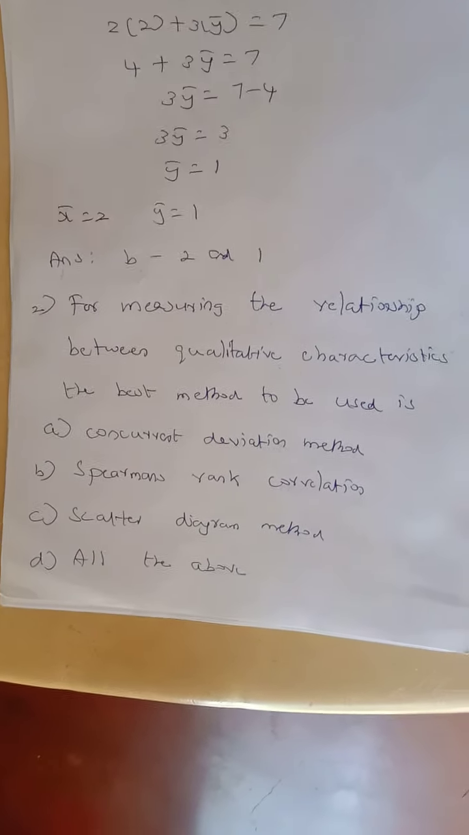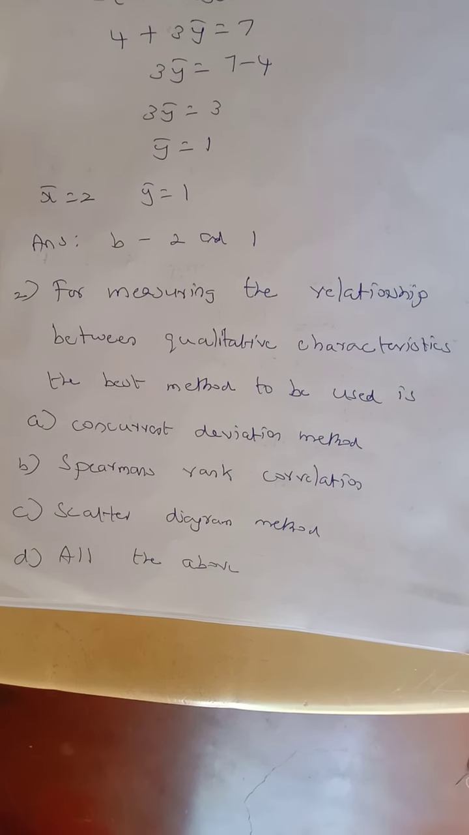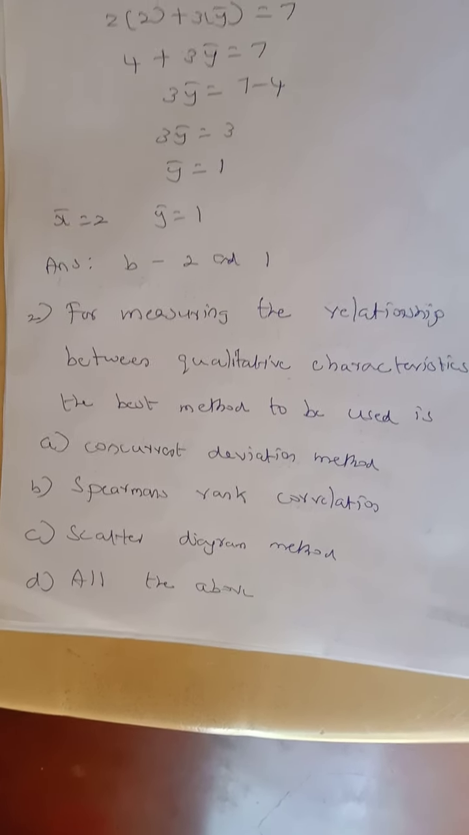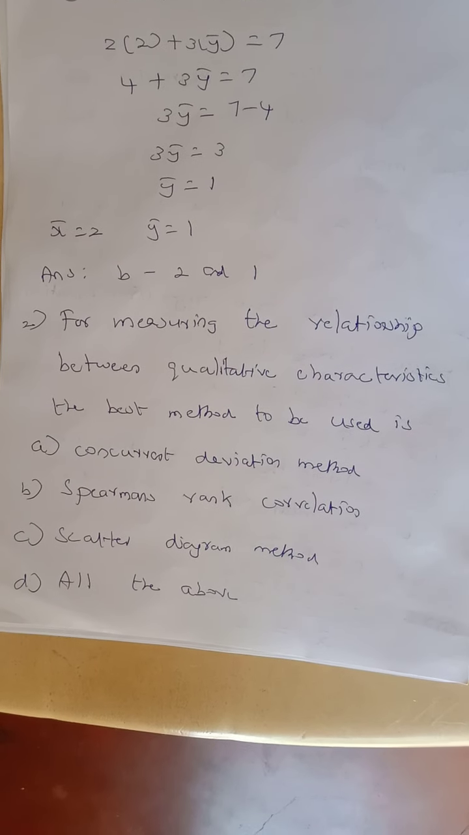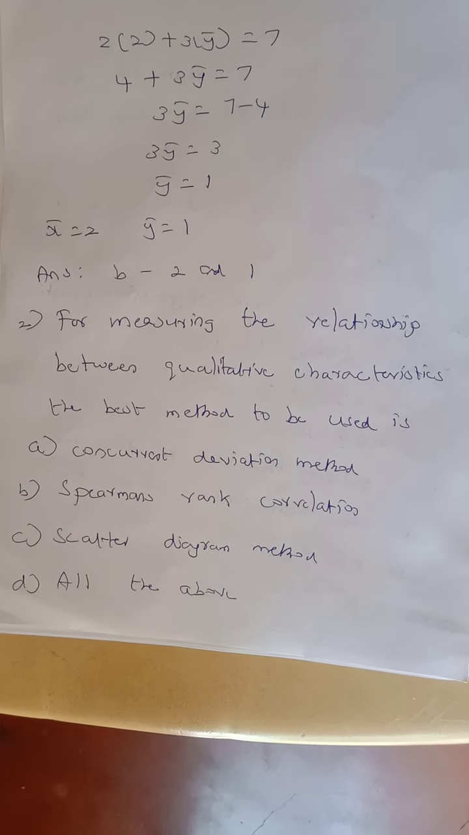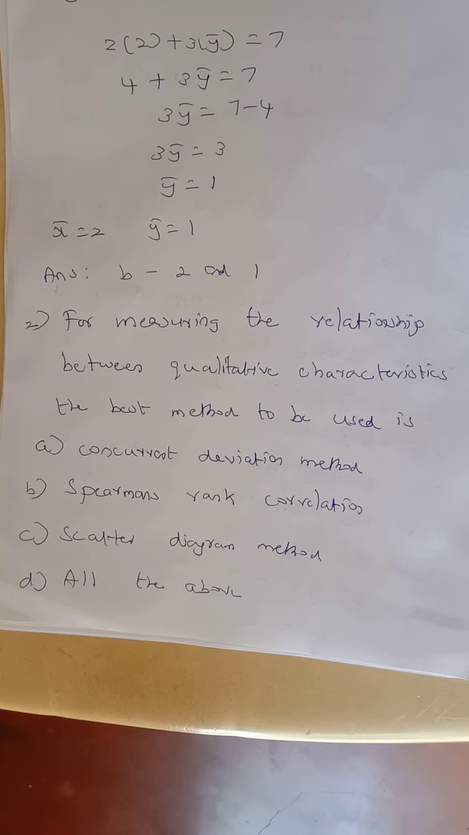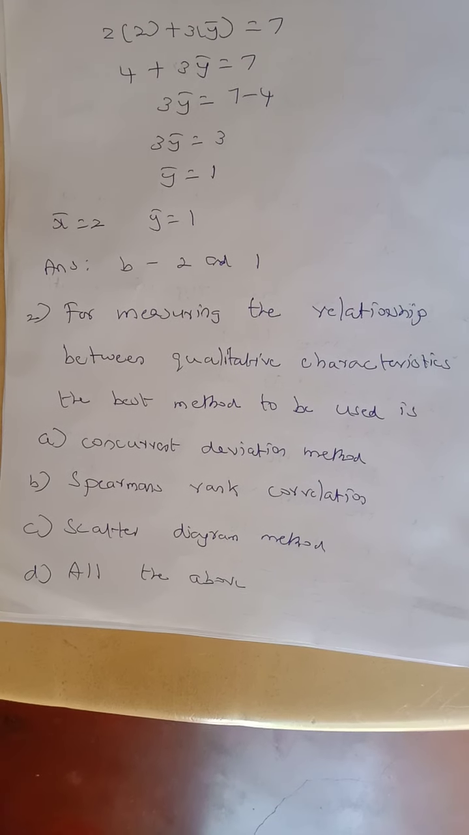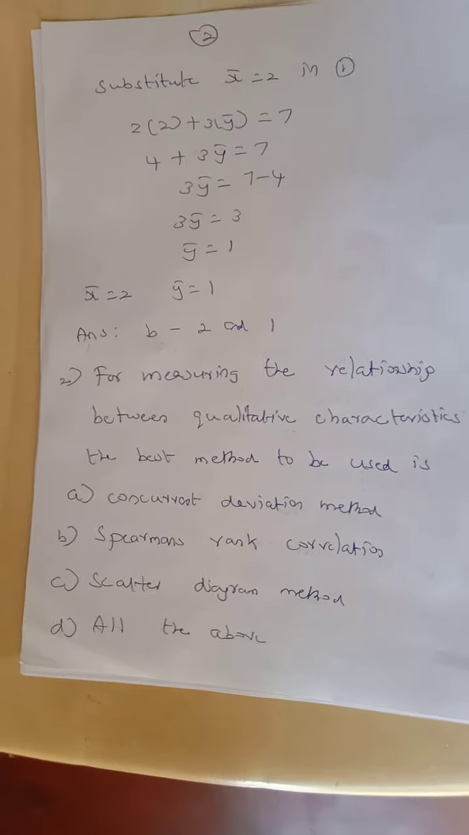For measuring the relationship between qualitative characteristics, the best method to be used is: option A concurrent deviation method, option B Spearman's rank correlation, option C scatter diagram method, option D all the above. Here the correct answer is option B. Spearman's rank correlation is used for measuring the relationship between two qualitative characteristics, which is the best method. Let us move to question number 3.